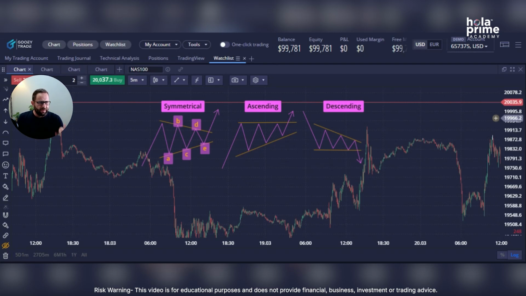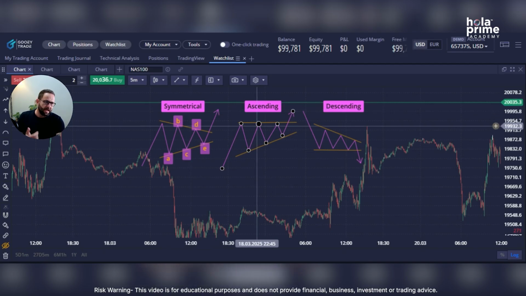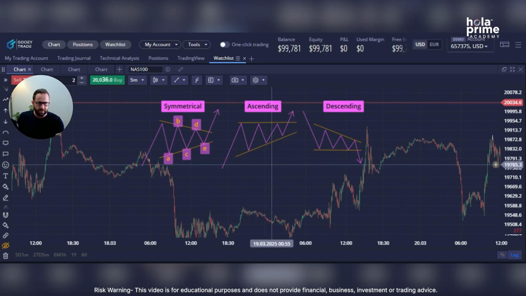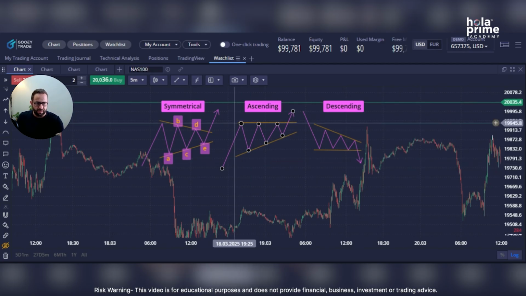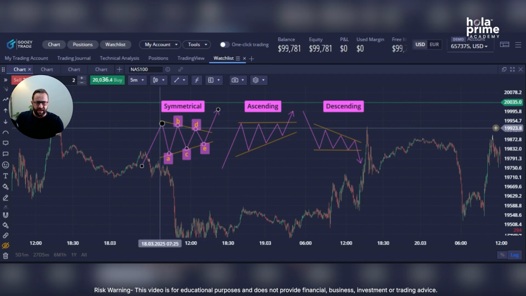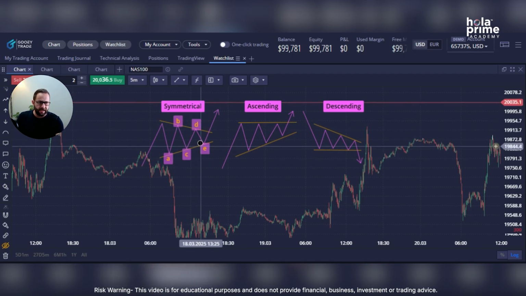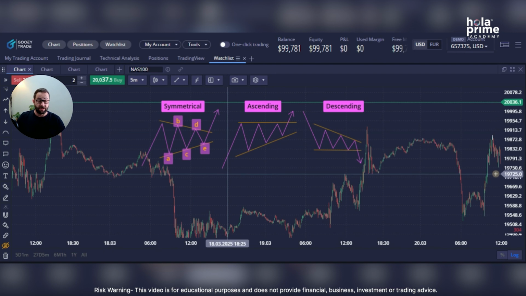This is going to be the fourth triangle formation that I'm going to be talking about today, the fourth and the final one. If you remember from the previous videos, I went through symmetrical triangles as well as ascending and descending triangles and showed some live examples. Just as a quick recap, all of these triangle formations have 5 internal waves, labeled A, B, C, D, and E, and then you get a trend continuation. So they're trend continuation type patterns.